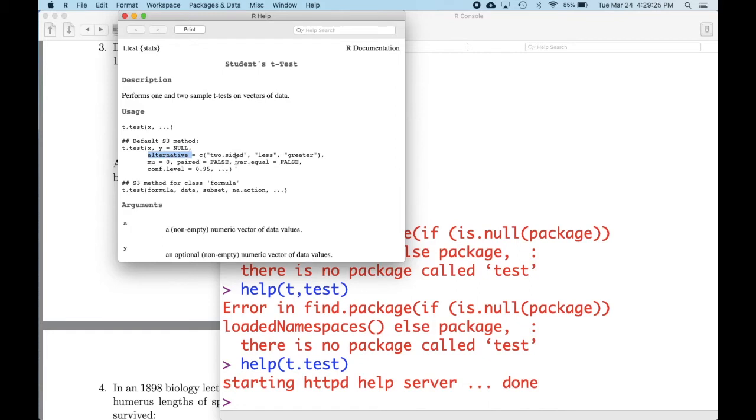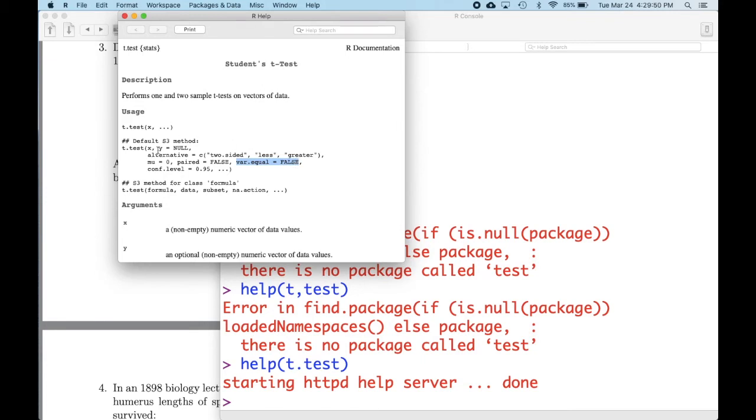And then the other thing that's going to be useful for us is this var.equal. So by default it's going to assume that the variances are not equal. That's the non-pooled t-test. If you were to type that these are equal, then this is going to run the pooled t-test. Okay, so that's the value there.